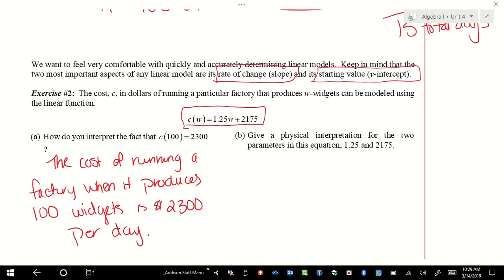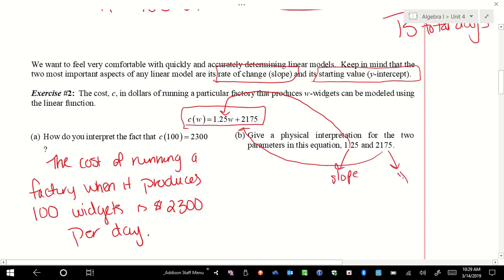Now here's another one. They want us to write a couple sentences. It's asking us about the two parameters. Again, what do I keep calling our parameters? Slope and y-intercept. They want us to write a sentence about the 1.25. Think about where the 1.25 falls in the equation, and also the 2,175. So the 1.25, what is that representing? I hope you know it's the slope. So if we know 1.25 is the slope, we must know that 2,175 is the y-intercept.